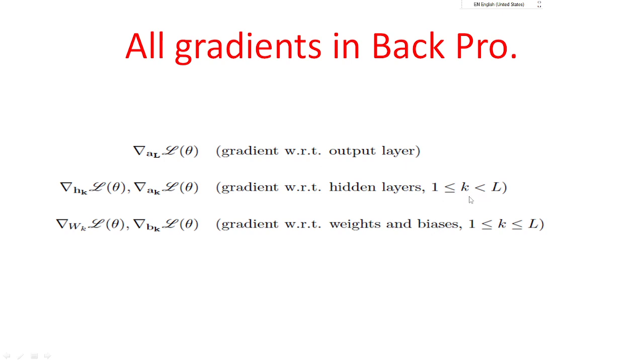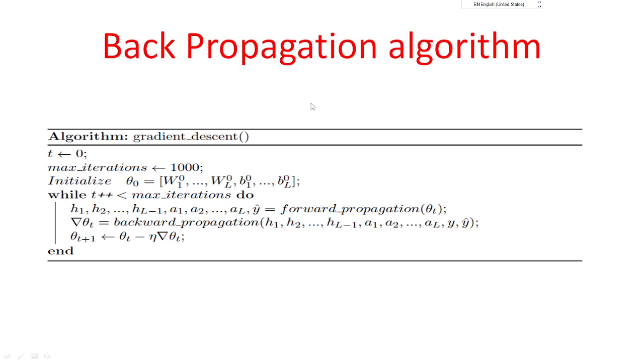How many hidden layers? 1 to L, with respect to the weights and the biases. So we will have weights and the bias in each layer, W_k and b_k. So, the backpropagation algorithm.